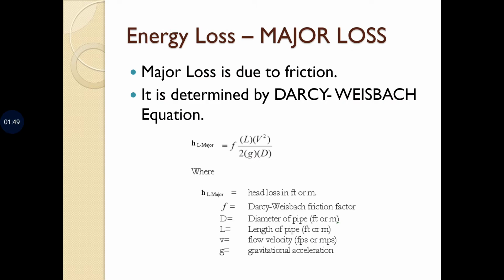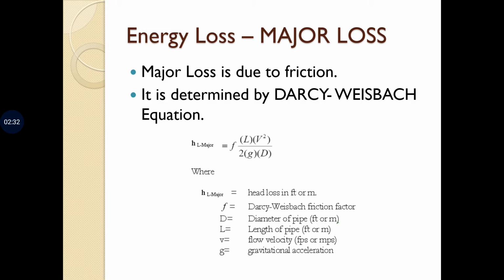Let us understand what is energy loss, that is the major loss. Major loss is due to friction, as we discussed. This frictional loss was given by Darcy-Weisbach. The loss due to friction is much more in the case of long pipes as compared to short pipes. It depends on the roughness of the pipe, length of the pipe, velocity of the flow, the diameter of the pipe, and material of the pipe. So these are the factors which are responsible for the major loss.